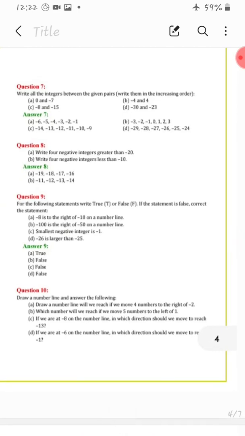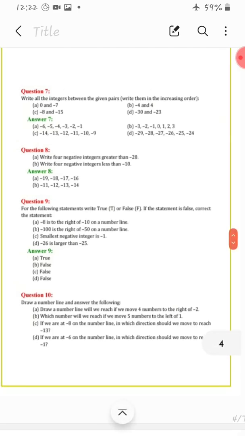Question number 9 is given: for the following statements write true or false, T or F. If the statement is false, correct the statement. I have not written the reason here. I will mention it, but you have to write the reason by yourself.